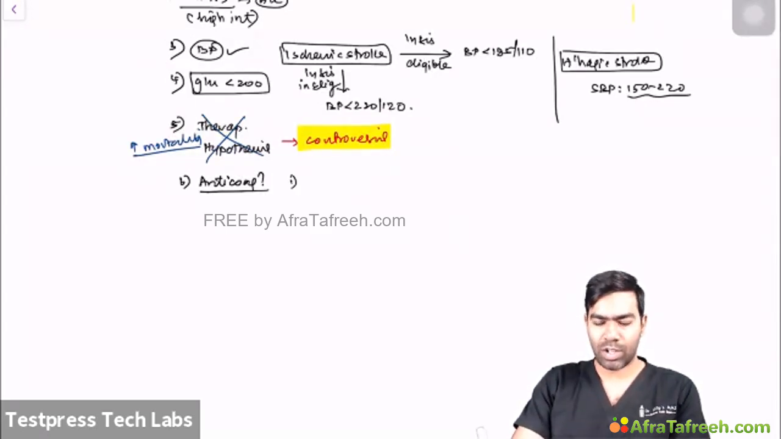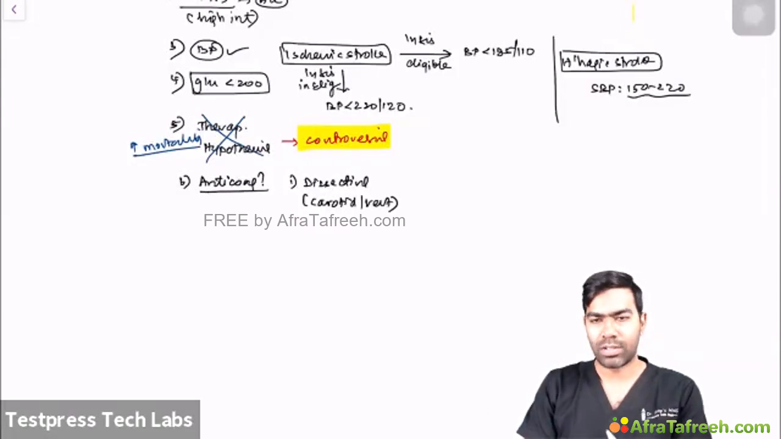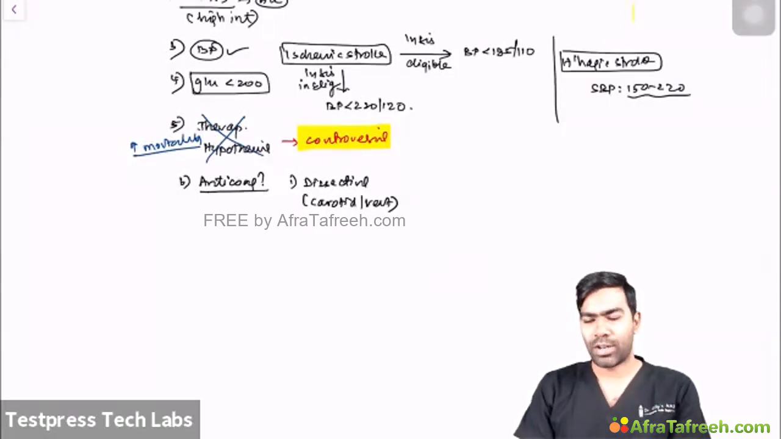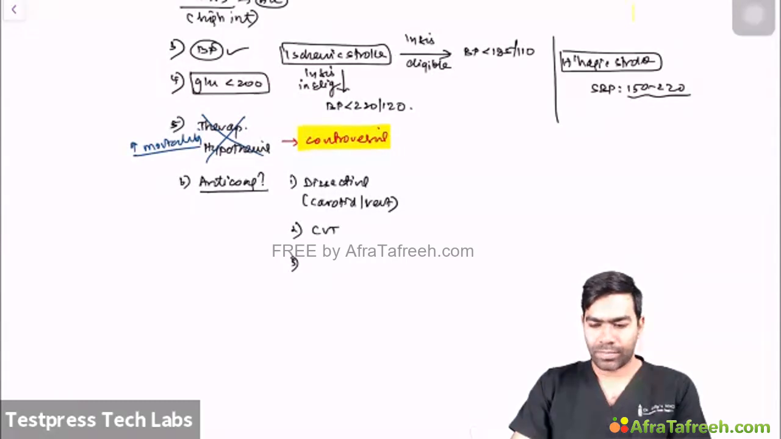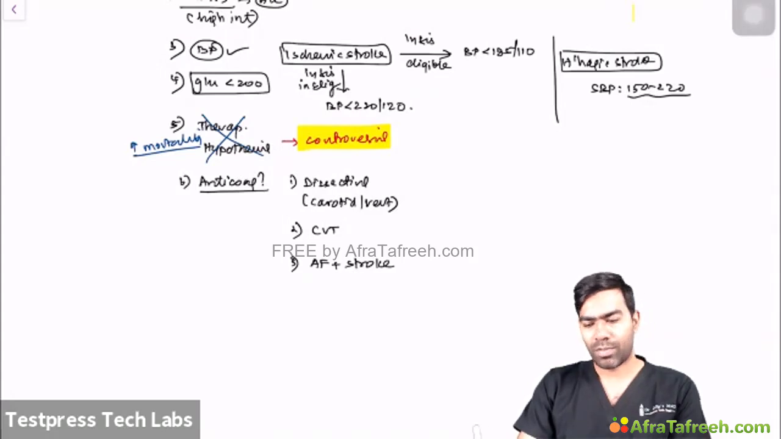Number one, the topmost indication is a dissecting stroke. Any carotid or vertebral artery dissection causing stroke, I can use anticoagulation, but not in aortic dissection. Please be careful. And second, probably a venous stroke. Cortical venous thrombosis causing a stroke, I can use anticoagulation. Number three is if the patient is having atrial fibrillation with a stroke. So I can use prophylactic anticoagulation there.